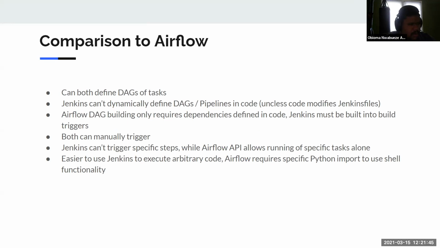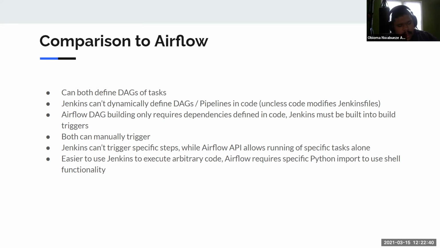And then talking a little bit more about just the general comparison to Airflow, using this build trigger functionality, both can define directed acyclic graphs of tasks that you want to perform. Since Jenkins defines all of its stuff in the linear pipelines in Jenkins files, you can't dynamically define a DAG in code like you could with DAGs in Airflow, because those are written in Python. You can generate them dynamically in code. And then in Airflow, DAG building only requires you to define your dependencies. Jenkins, you have to build it into your pipelines with build triggers.